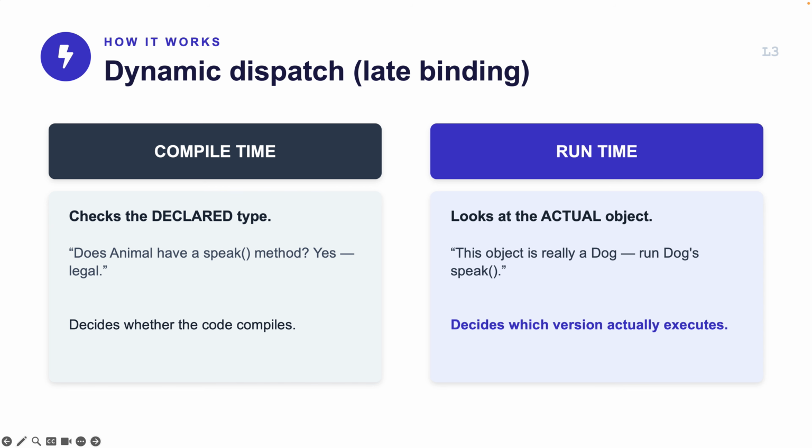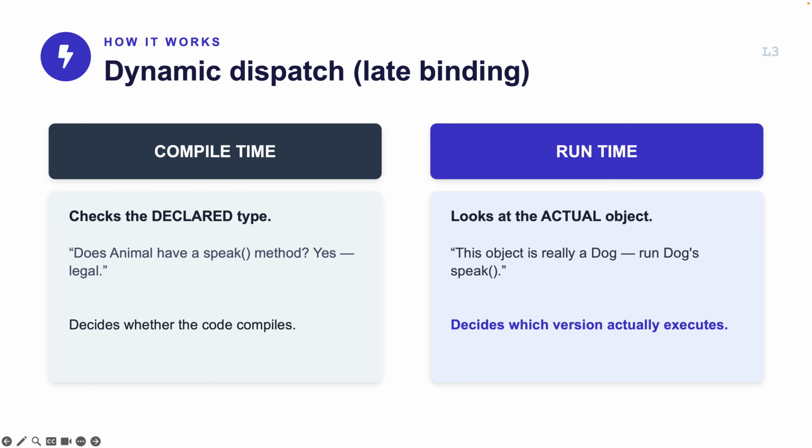Now, the engine under the hood. It's the most important concept in the lesson. It's called dynamic dispatch, or late binding. When you call a method on a reference, Java waits until runtime and looks at the actual object to decide which overridden version to execute. It does not use the declared type for this decision, so an Animal variable holding a Dog will run Dog's speak every time.